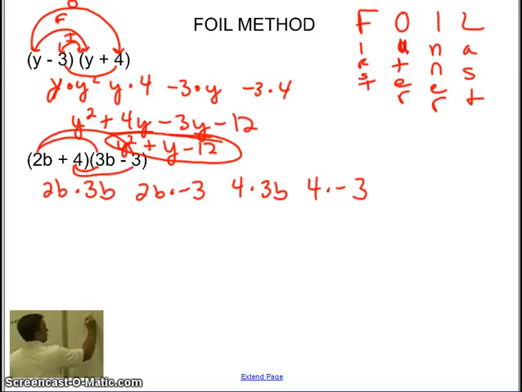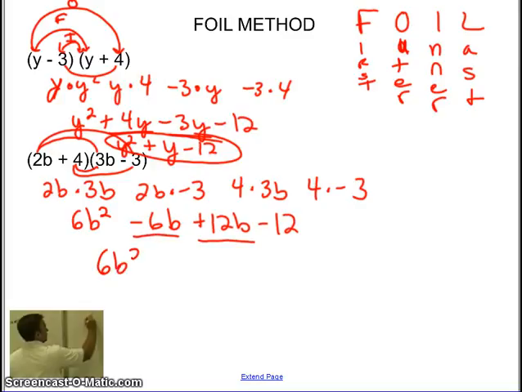Alright, let's calculate those. 3b times 2b is 6b squared. 2b times -3, 2 times -3 is -6b. 4 times 3b is positive 12b. And then 4 times -3 is -12. Alright, combine like terms. -6 plus 12 is positive 6b. We have minus 12. Okay, so that's the FOIL method.